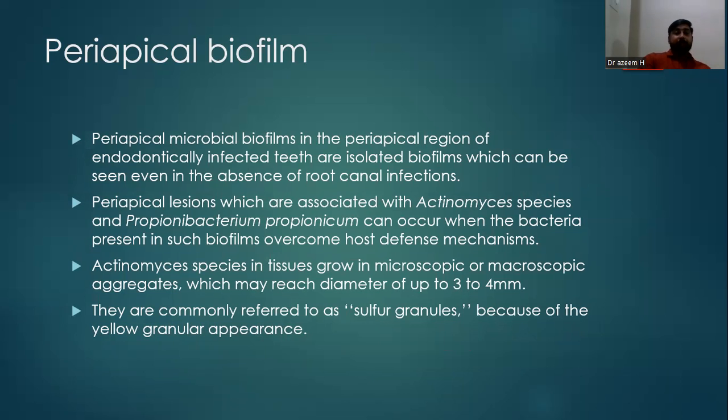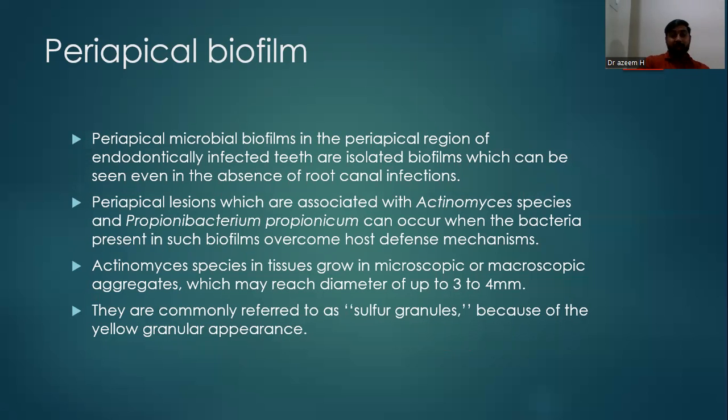Another category included periapical biofilms. Periapical biofilms in the periapical region of endodontically infected teeth are isolated biofilms which can be seen even in the absence of root canal infections. Periapical lesions which are associated with Actinomyces species and Propionibacterium propionicum can occur when the bacteria present in such biofilms overcome host defense mechanisms. These Actinomyces species in tissue grow in microscopic or macroscopic aggregates which may reach a diameter of up to 3 to 4 mm.